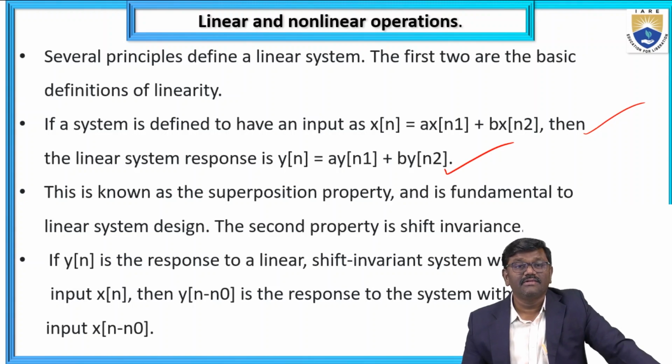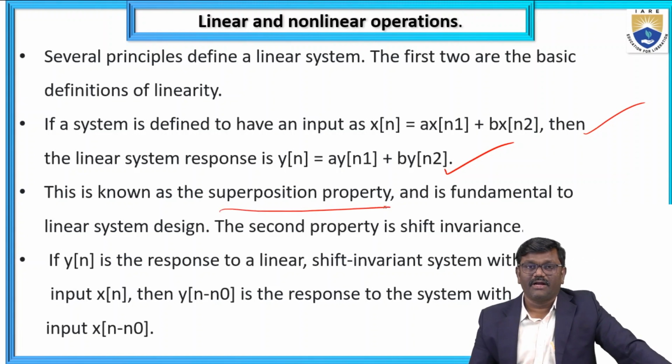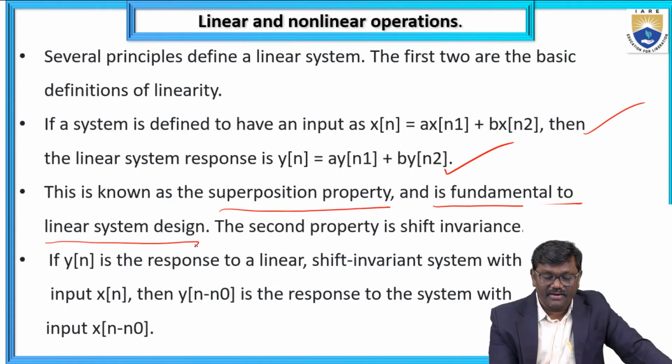What is x? x is the input of your image processing system, and y is your image processing system output. So we got this. This is known as the superposition property. I told you, right, that linear means it obeys the superposition property. That is fundamental to linear system design.